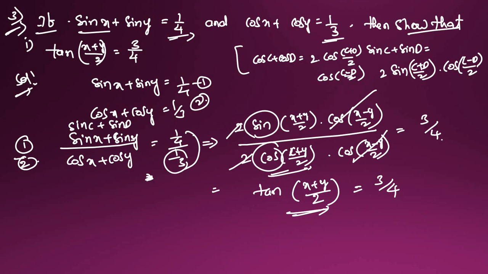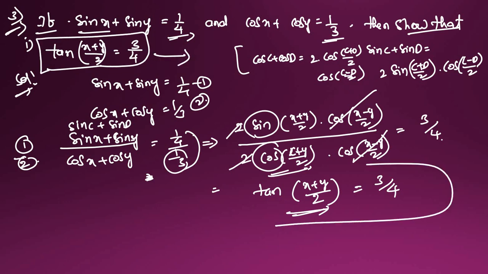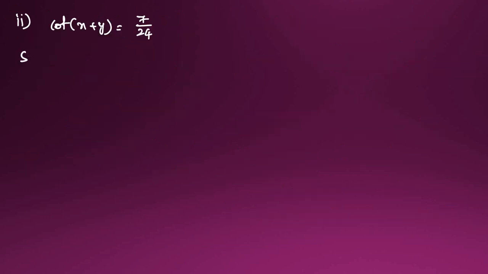So what is he asking us to prove here? Tan of (x plus y)/2 is equal to 3 by 4, he is asking us to prove. Now this is the end of this first question. This is only the first question. Now we will do the second question. What is the second question here?